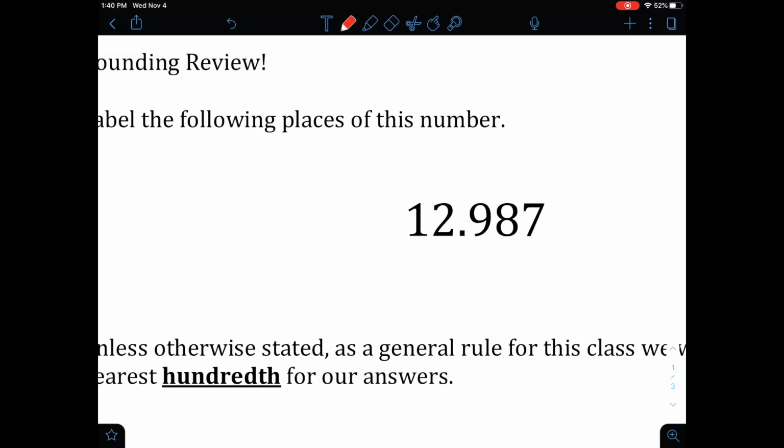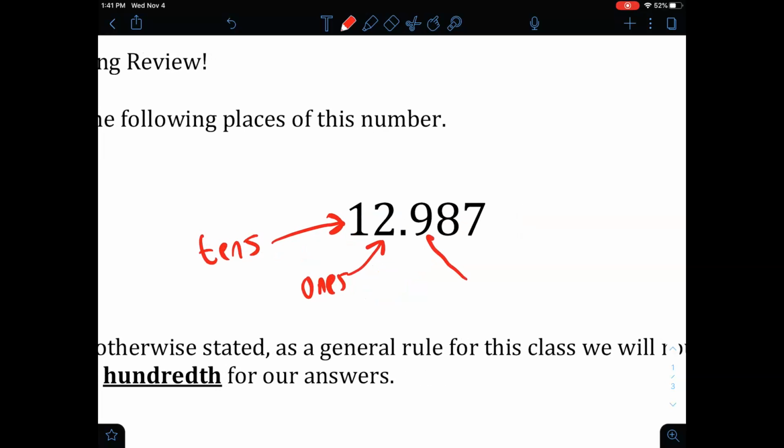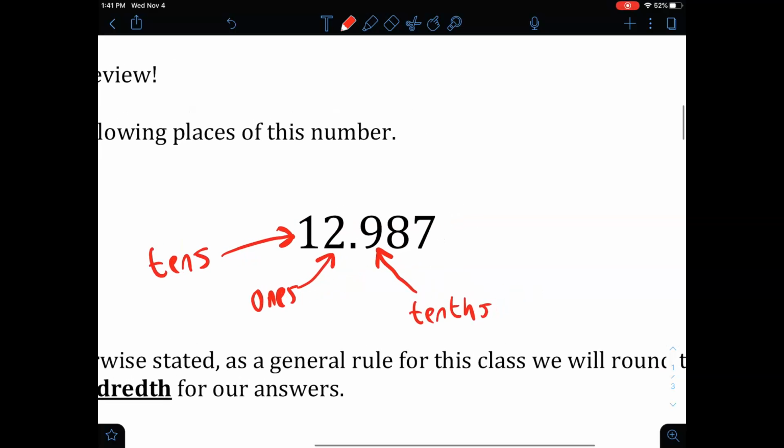So, for example, the 1 is in the tens spot, okay? See if you can figure out the rest of them from memory, okay? Give it a try. All right, the 2 is the what? That is the ones place. The 9, that is the tenths place on the decimal, one spot right of the decimal.